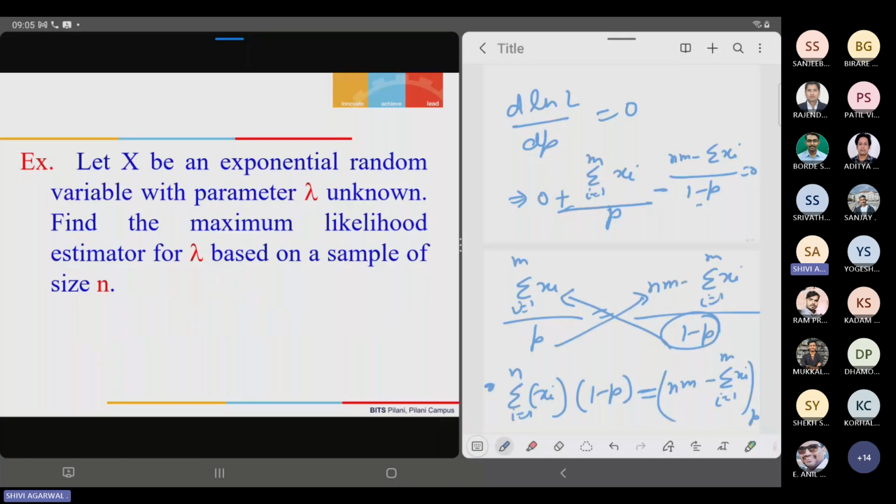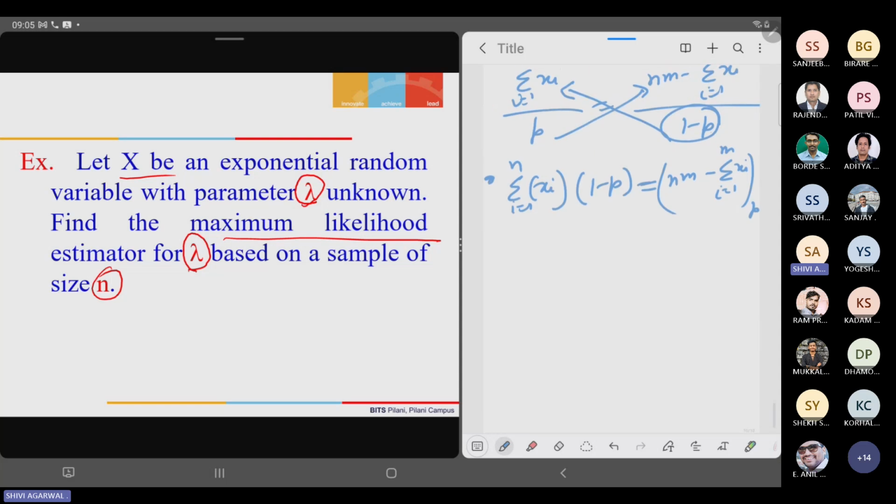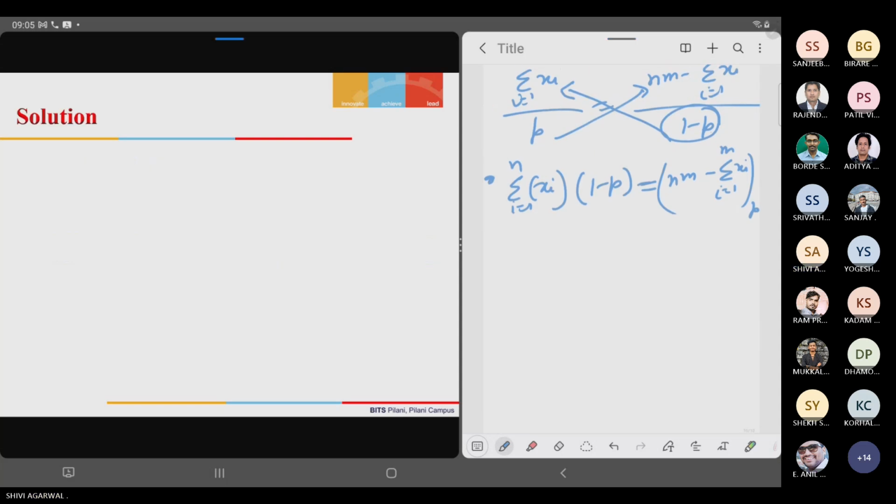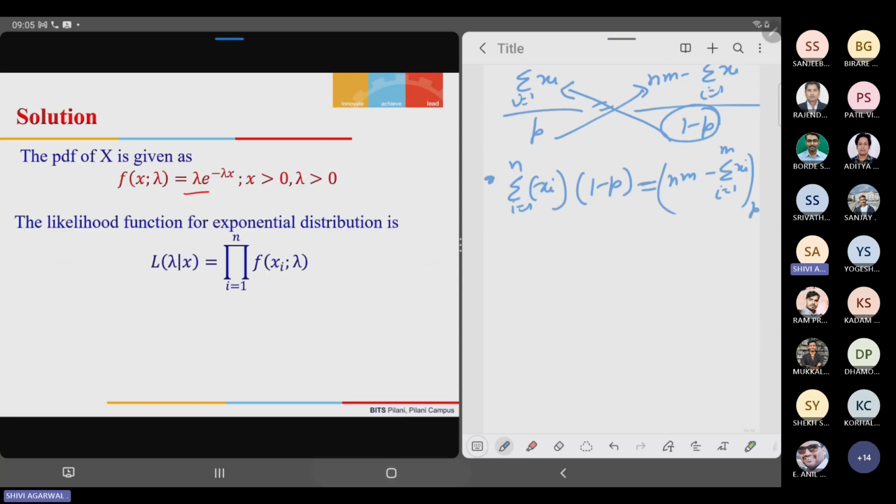Now we are doing it for the exponential distribution. So let X be an exponential distribution with unknown parameter lambda. We have to find the maximum likelihood estimator for lambda based on a sample of size n. So what is the density function for the exponential distribution? The density function is lambda e to the power minus lambda x, correct? So we are taking the product of this, so it becomes lambda e to the power minus lambda xi.